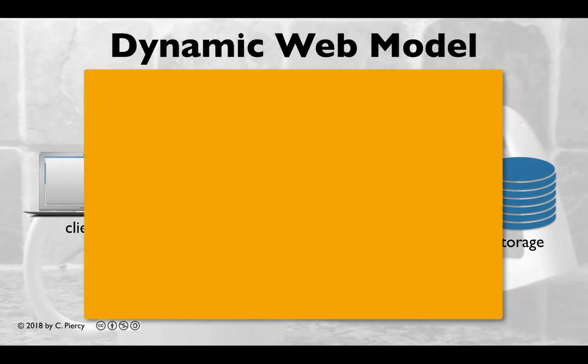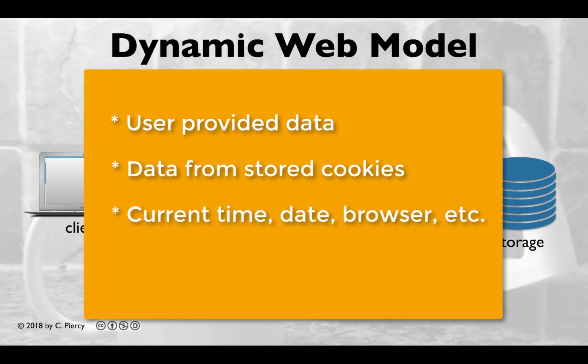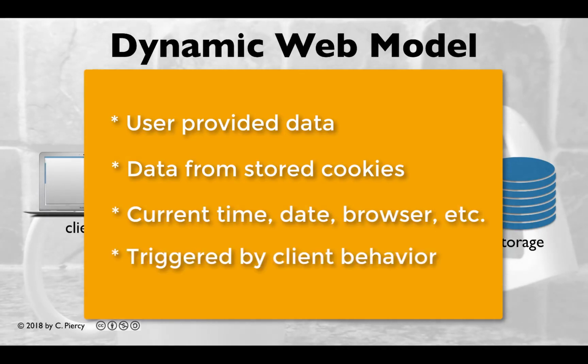Data that can determine what is viewed by the client may be data provided by the user in a form, data stored as cookies on the client's computer and accessed by the application, current data like date, time of day, the browser used, or the operating system used, or client behavior on the view that triggers related updates.